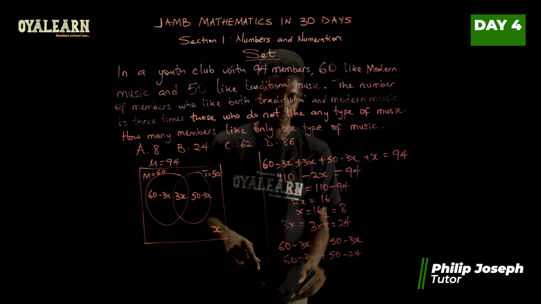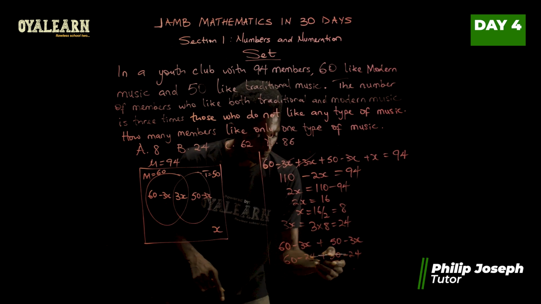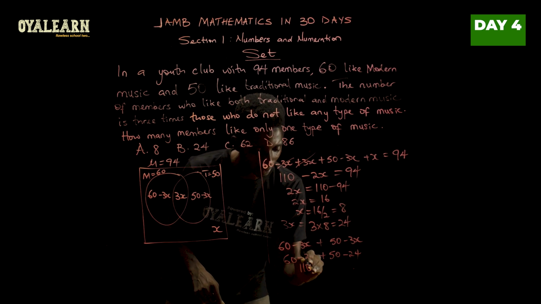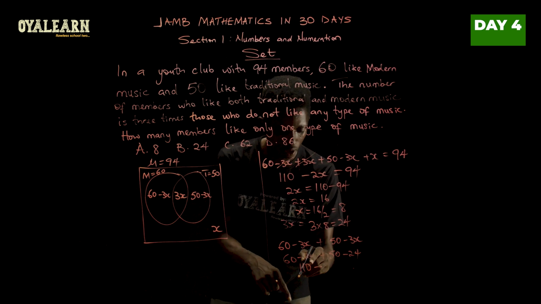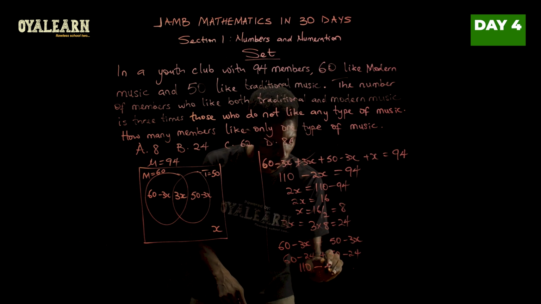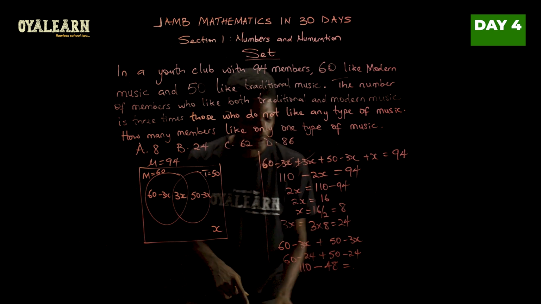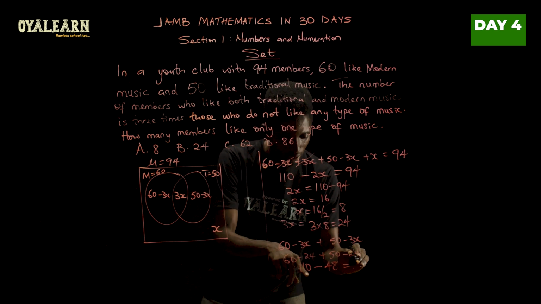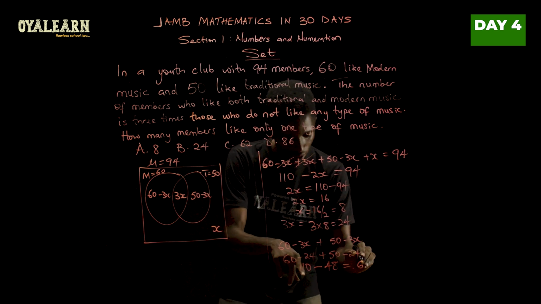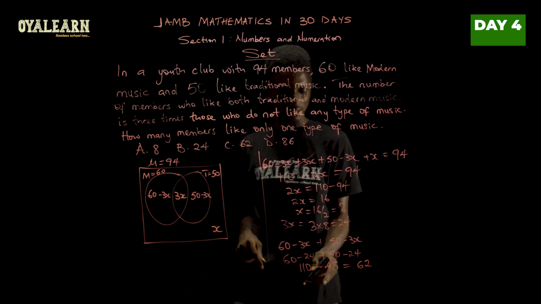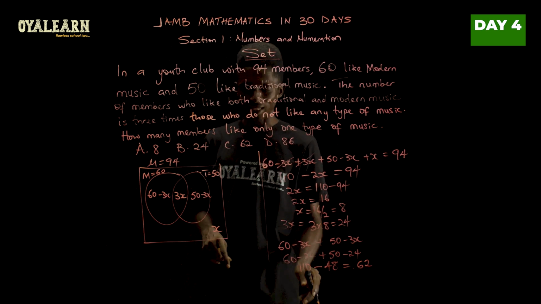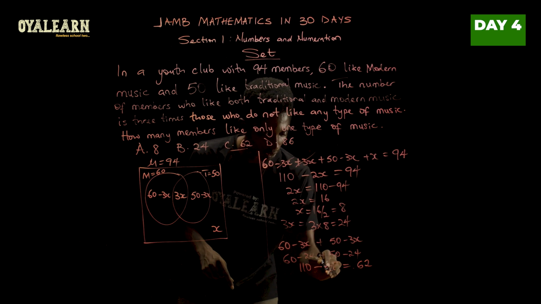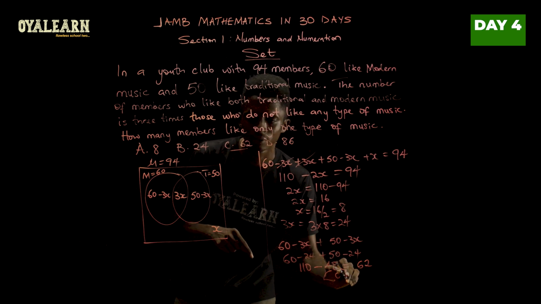minus 24. Now when we tidy this up, 60 plus 50 is 110 minus 24, that will give us 48. Now let's find the difference here. So that will be 62. So we have 62 members that like only one type of music. So the correct option will be option C.